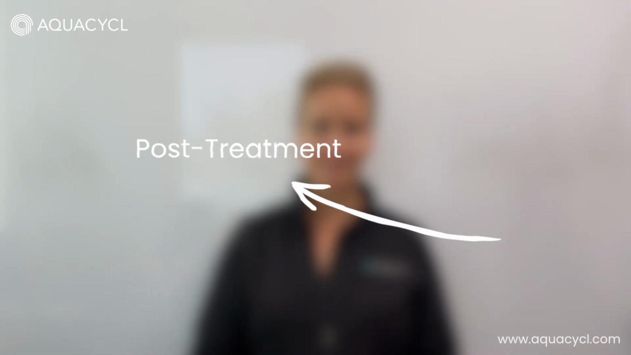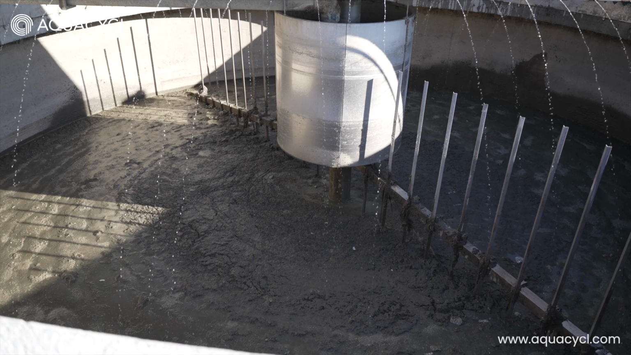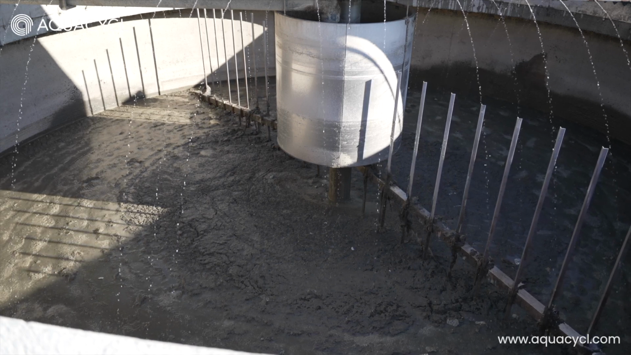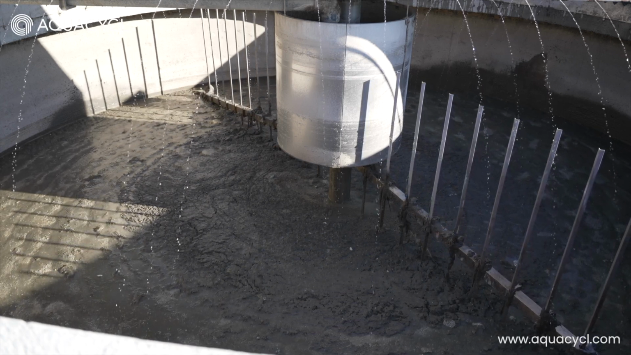So today we're going to talk about post-treatment, and specifically what does that look like at a utility or if you have on-site treatment at your industrial production facility. Any treatment process which is biologically based is going to generate byproducts. This is typically sludge, right? And that's the extra biomass that's generated through either anaerobic or aerobic processes.